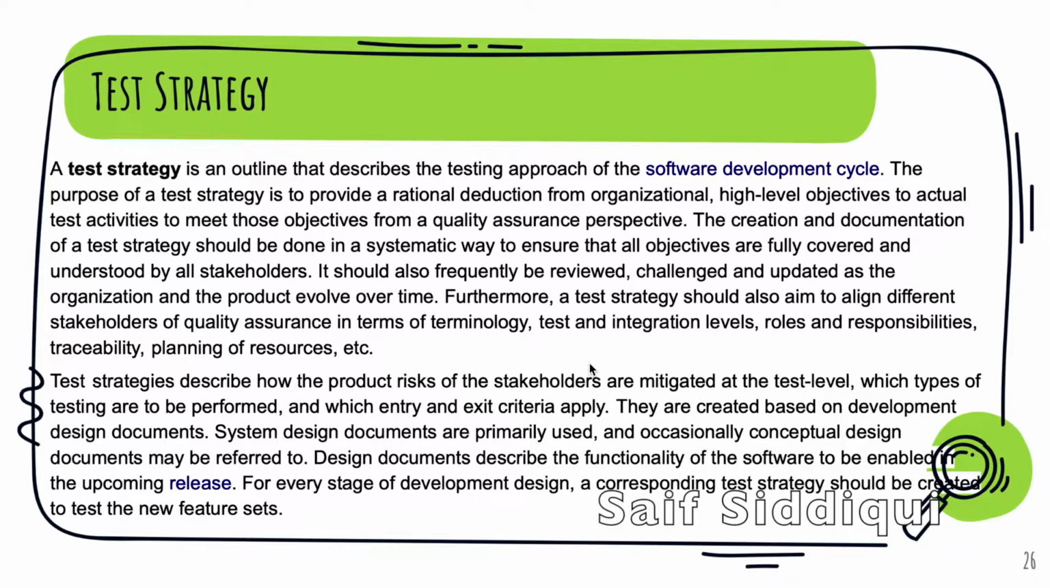This strategy describes how the product risk of stakeholders is mitigated at the test level, which types of testing are to be performed, and which are the entry and exit criteria. So basically in test strategy we are going to define all the levels of test cases that we are going to have, what type of testing we are going to perform, when we are going to start the testing, and when we are going to say that okay, testing has been done and we just need to give final sign off for the product release.